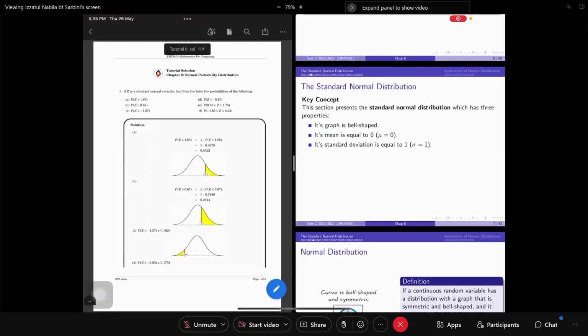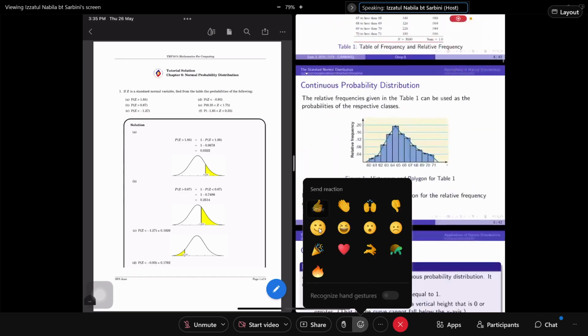All right, you guys can see the screen? Yes, can see the screen.